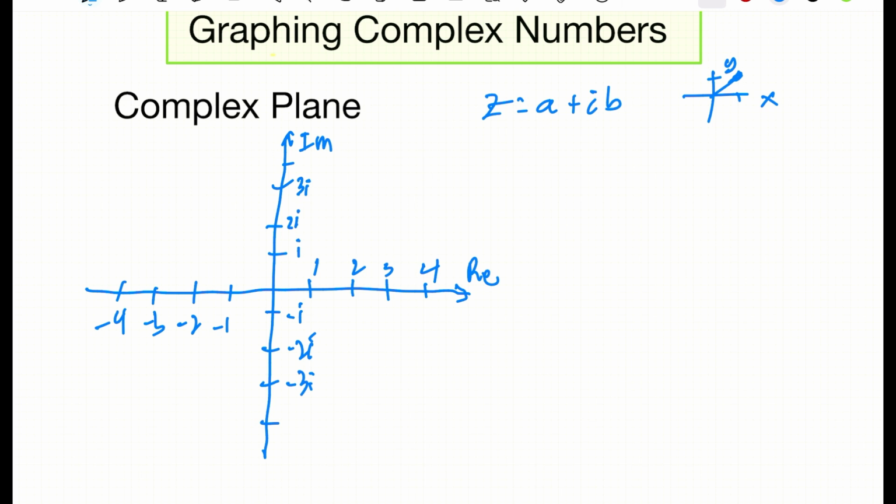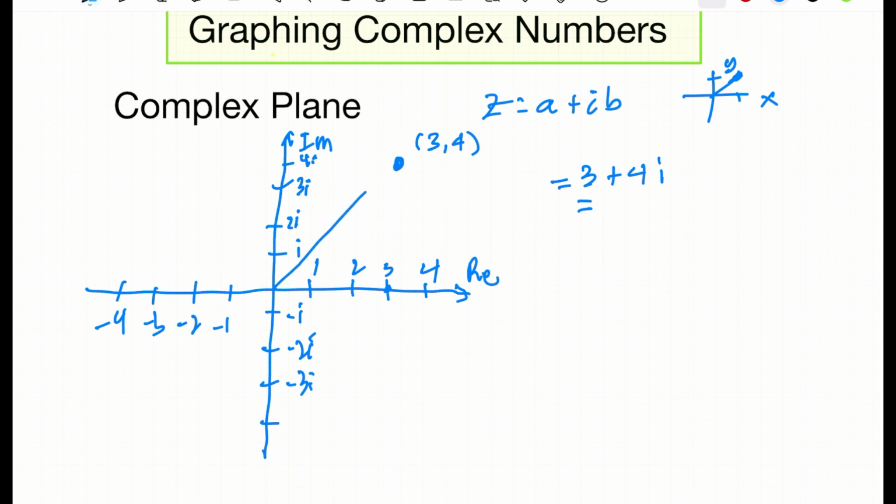So let's look at an example. Let's take 3 plus 4i. So the real part is the 3, so we go over 3. And the imaginary part is 4, so it's 1, 2, 3, there's your 4i, just like we did in the xy coordinate plane. So there's going to be our point. That's going to be 3, 4 on the complex plane.